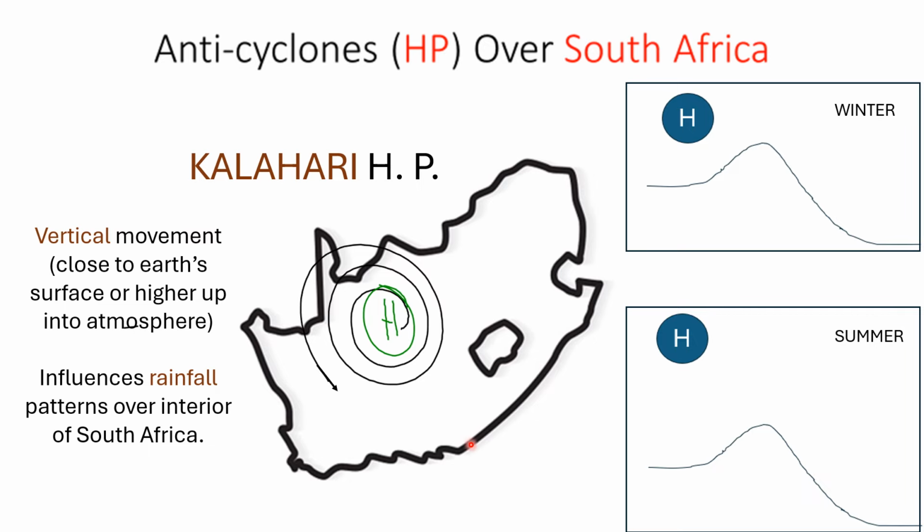It is important to remember that this cell does move vertically with the changing of the seasons, either closer to the Earth's surface or higher up into the atmosphere, and this movement has a significant impact on rainfall patterns over the interior of South Africa.